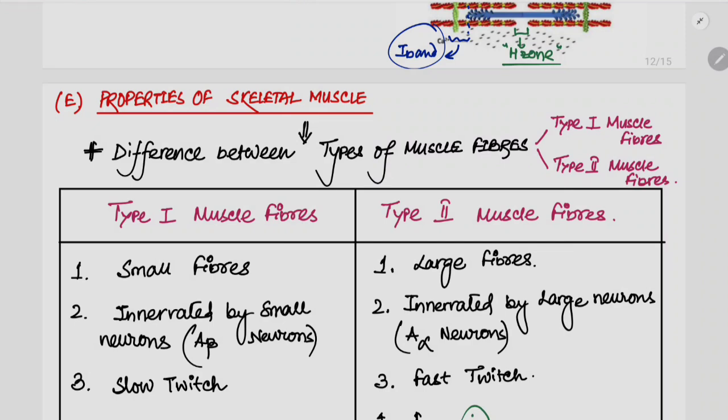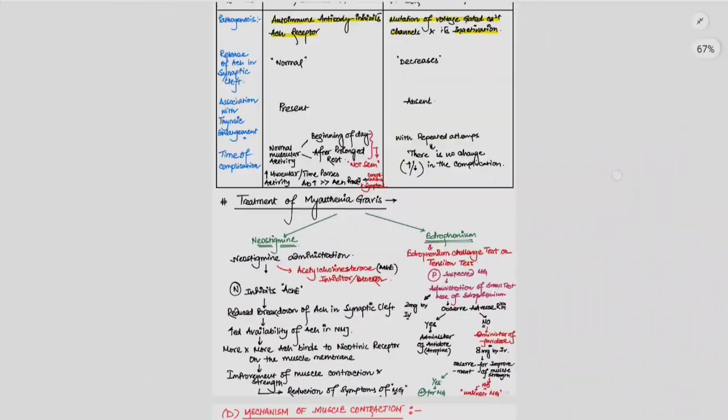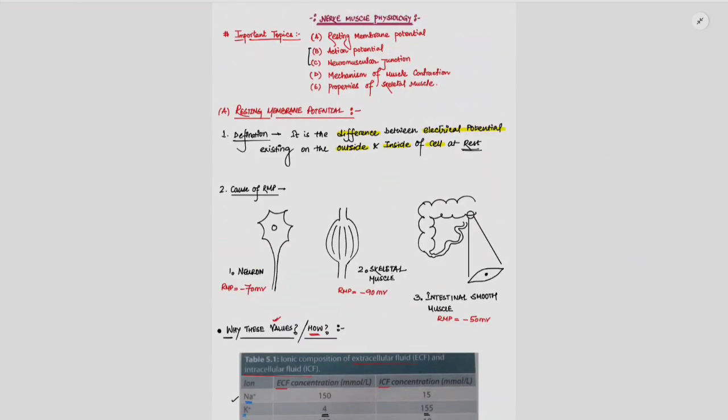Now I will point out some important questions of the topics from the university exam point of view. From here, the mainly important topics are the action potential, the neuromuscular junction, and the mechanism of muscle contraction. These are the main important topics for the exam point of view.